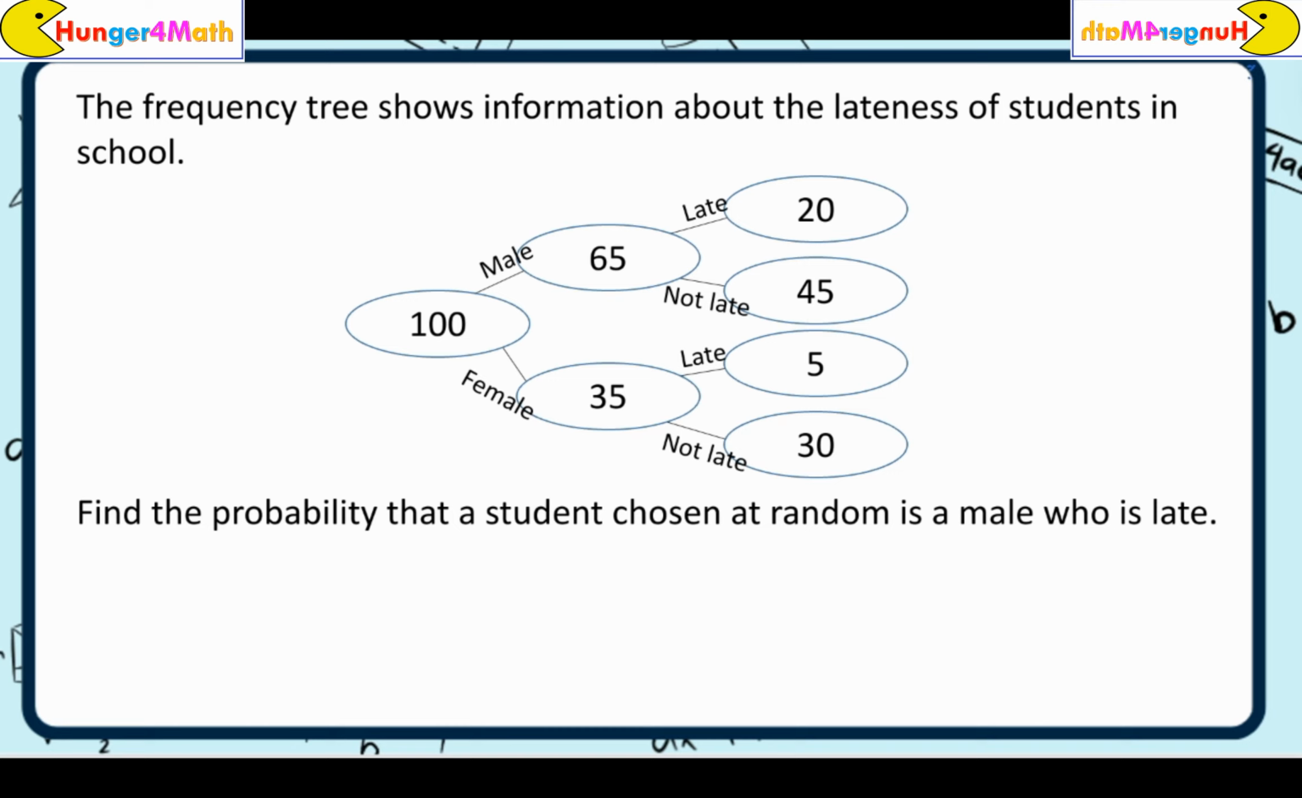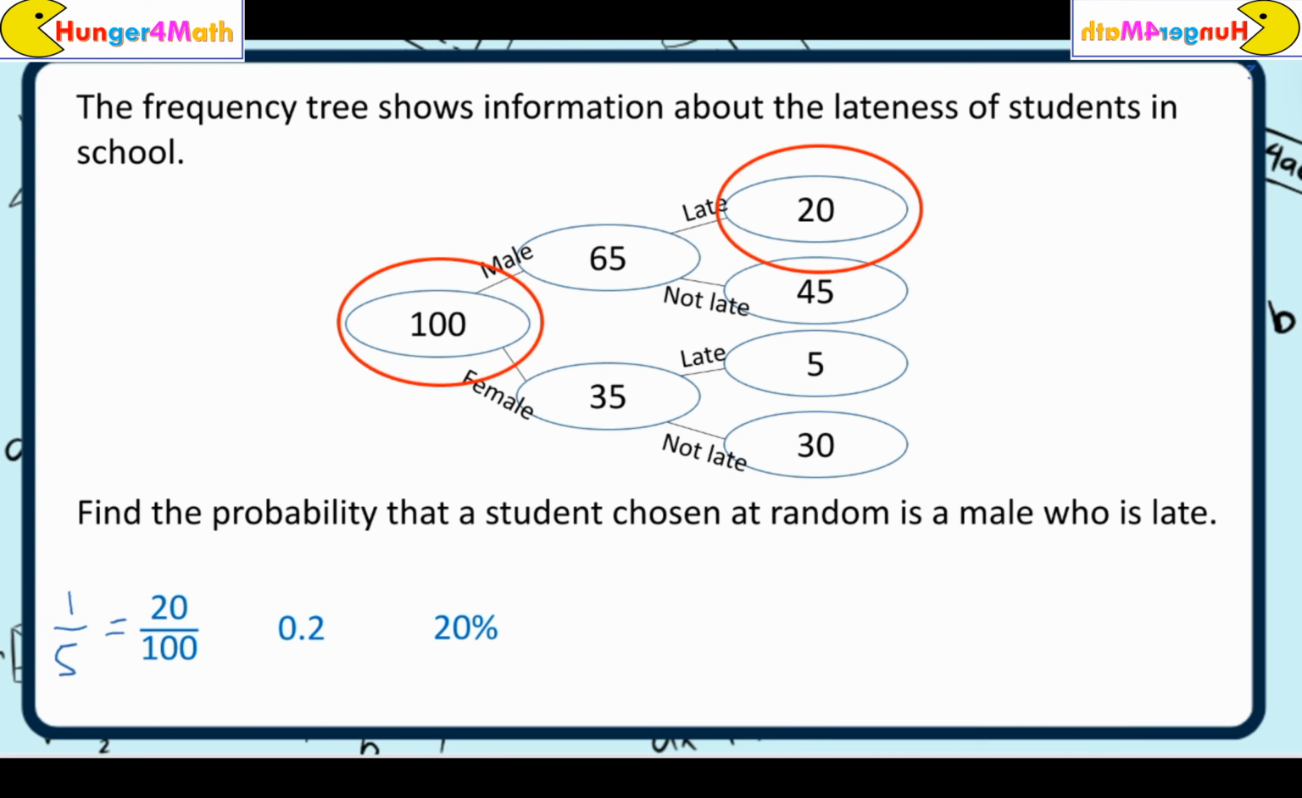Next is find the probability that the student chosen at random is a male who is late. So to find the probability of male who is late, that is equal to the number of male students that is late over the total number of students. And here we have a total of 100 students and a total of 20 for the male that is late. So our answer will be 20 over 100, or we can still simplify this as 1 over 5. In decimal, that is 0.2, and in percentage, that is 20%.